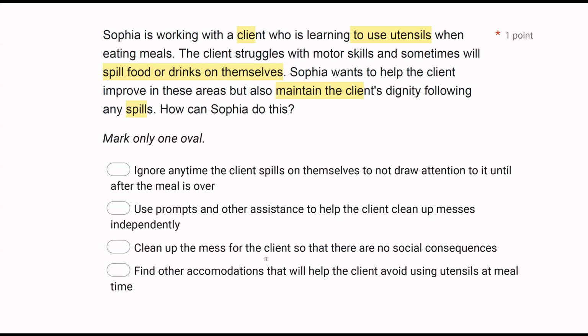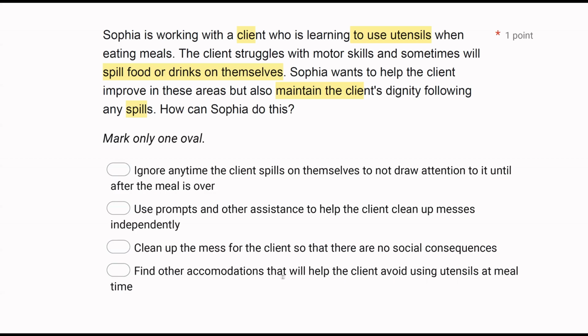C, clean up the mess for the client so that there are no social consequences. Sophia is not always going to be there to clean the mess up for our clients. It's very important that our clients start to become independent with skills, because you, as the technician, and even the supervisor and the behavior analyst, are not always going to be there to help. So that level of independence is very important.